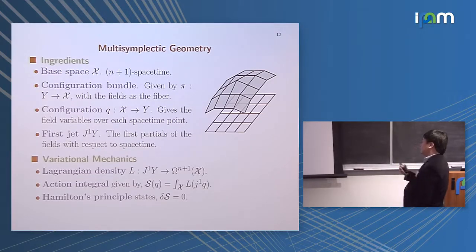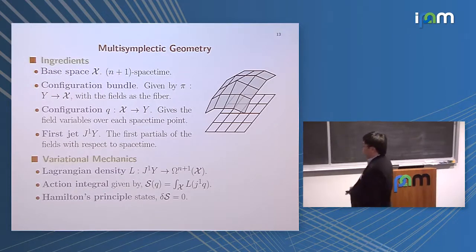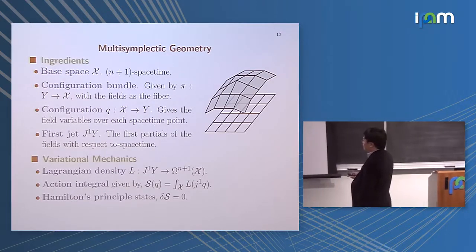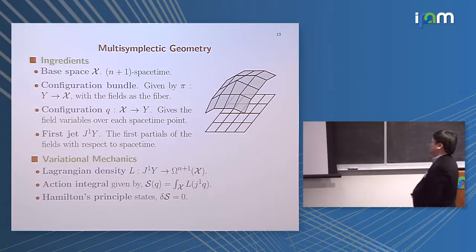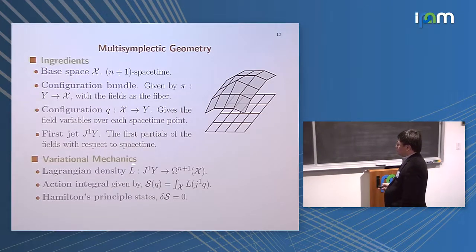And then what you want is to formulate the analog of the tangent bundle, and the analog of the tangent bundle involves taking the first partial derivatives of the fields with respect to the space and time directions, and this gives you what is known as the first jet bundle associated with the configuration bundle. So with that in mind, now you can add some physics to this.